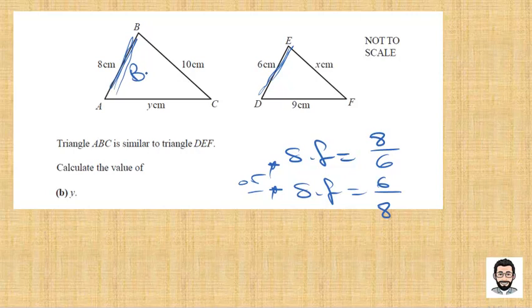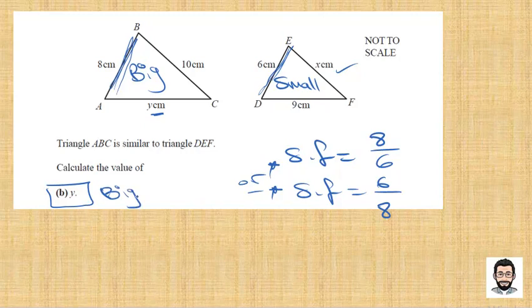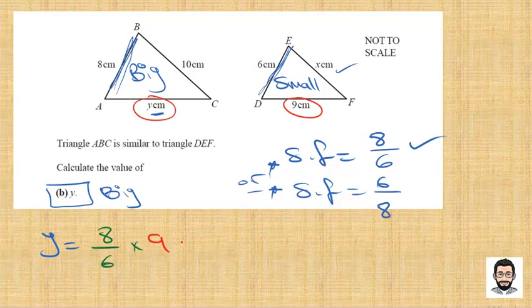Of course, this is the big one, and this is the small one. We get this already. He's asking to find y. Ask yourself, y in the big one or small? Big. So you're going to use the big scale factor. So y equals, excellent. I'm going to write here 8/6 times, y is corresponding to what? Y is corresponding to 9. So times 9 equals, excellent, 12 centimeter. So we got this question.